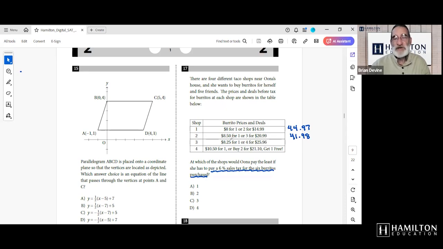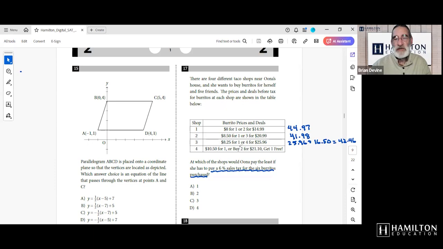If she goes to shop 3, she'll pay 8.25 per burrito, or 4 burritos for $25.96. Now, we're not sure she can cut the 4 burrito deal in half, but we do know that she can pay for 4 burritos, $25.96, and then pay an extra $16.50 for 2 extra burritos. And so that's going to be $42.46. So store 2 is still in the lead.